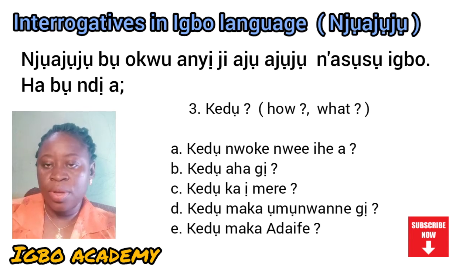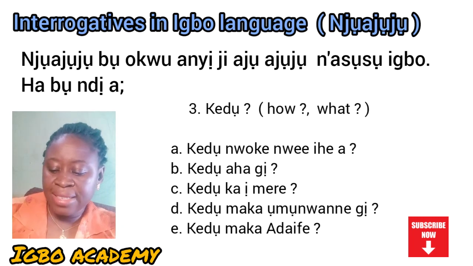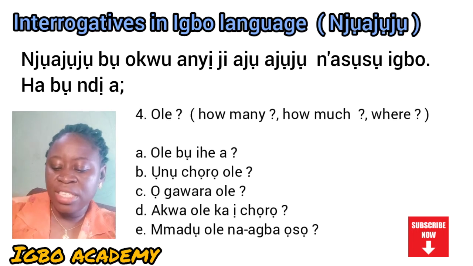The fourth example. Kedu maka ụmụ nwanne gị? How are your siblings? Another example. Kedu maka Adife? How is Adife? How about Adife?